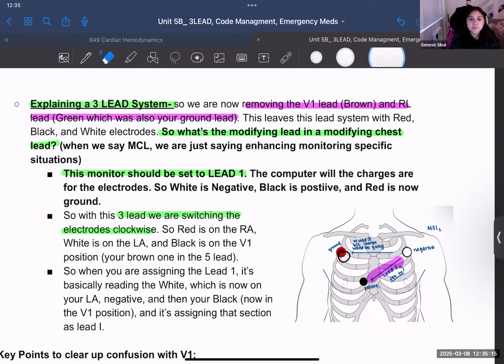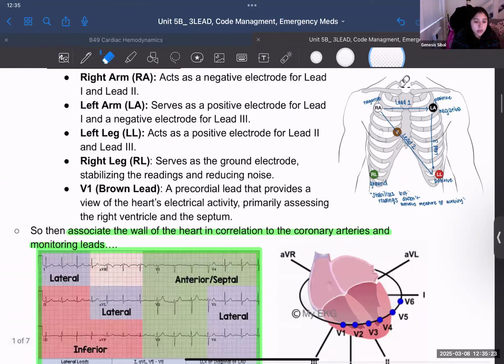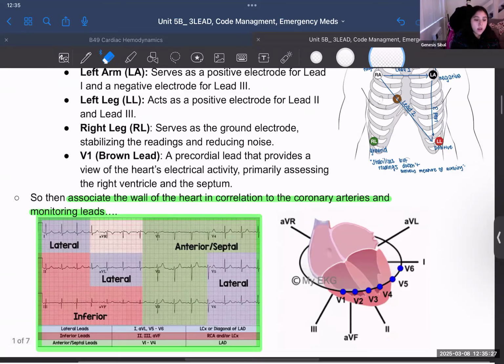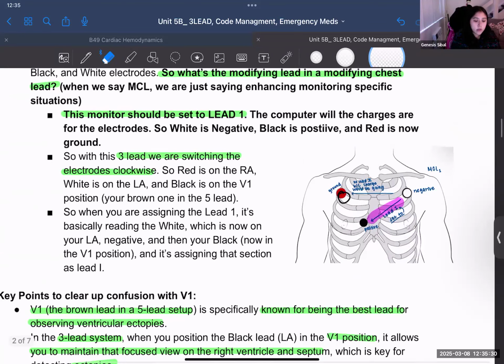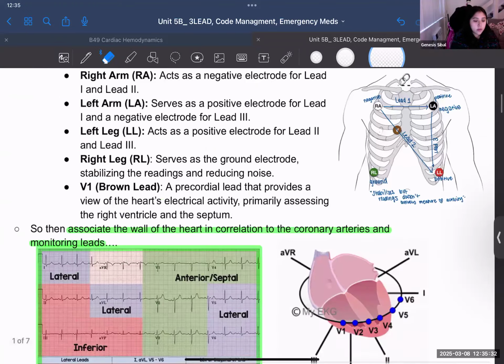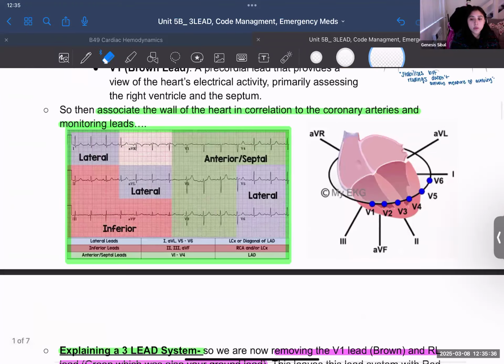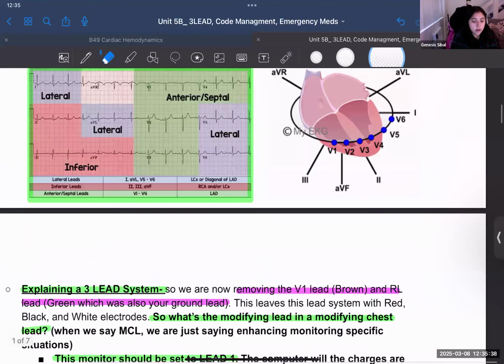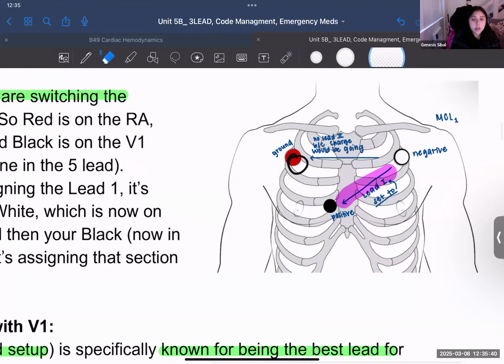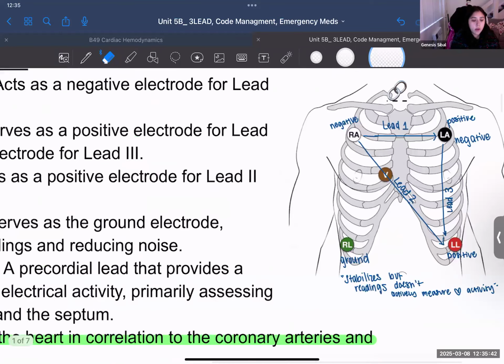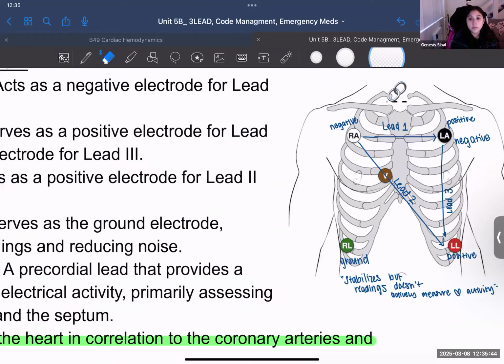So basically, when we're switching, the 3 leads, or the electrodes, switch counterclockwise in terms of color, and only in terms of color. You know that the white was on the right side of your body, but now it's on the left. The black one that was on the left is now going down to where the left leg was, and it's going down.